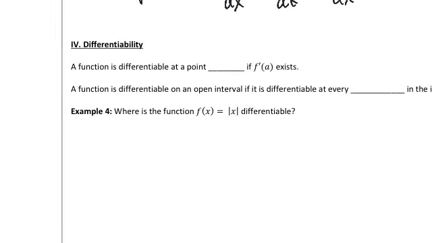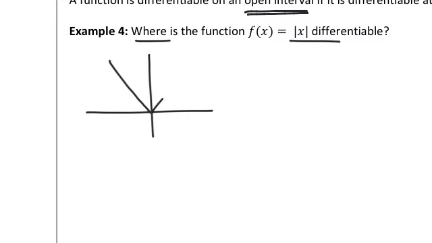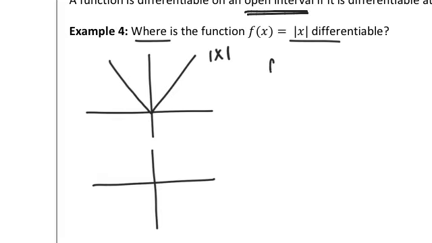Okay, next we have the concept of differentiability. A function is differentiable at a point x is equal to a if f prime of a exists. A function is differentiable on an interval if it is differentiable at every point in the interval. So if you think of a function like the absolute value function, and the question says, where is that function differentiable? Well, let's draw the function. Absolute value function looks like this. And then if you were to draw its derivative, let's write the absolute value function as a piecewise function. So this is like a review of something we did in Unit 1.